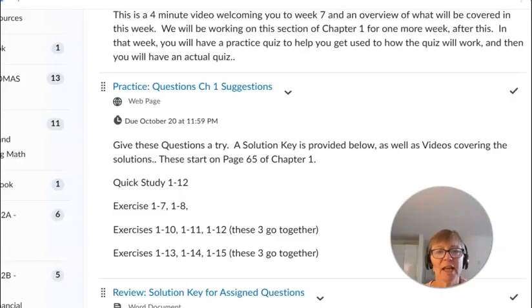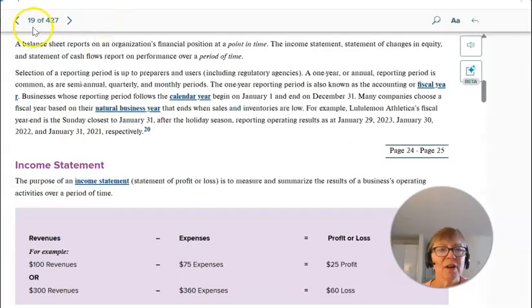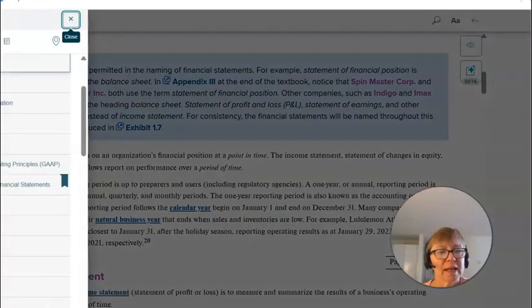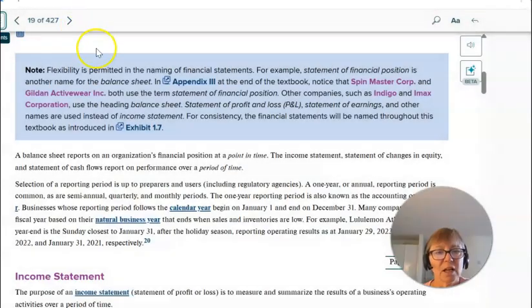Hopefully by now you've all had a chance to attempt the practice or suggested questions that I've listed here. You can find those in your textbook, whether it's your paper textbook or your ebook. And the way you'd find that is you'd go to your table of contents and it's under there. Sorry, it's not on my screen, so you're not going to be able to see it.